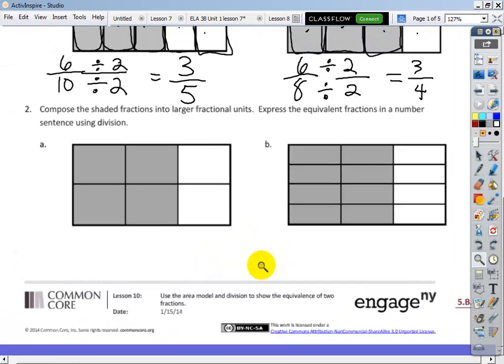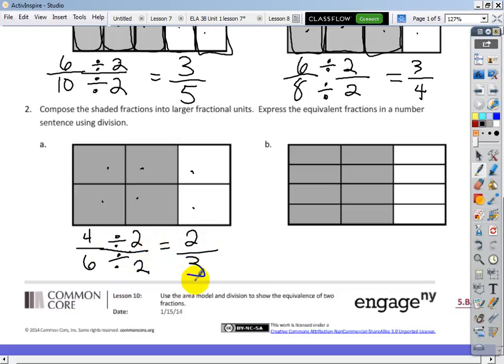The same amount. Compose the shaded fractions into larger fractional units, expressing the equivalent fraction in a number sentence using division. The same thing here. 1, 2, 3, 4, 5, 6. So 4 out of 6. Divide the top, divide the bottom by 2 over 2. Okay, they can be connected if you want to. 4 divided by 2, 2. 6 divided by 2, 3.